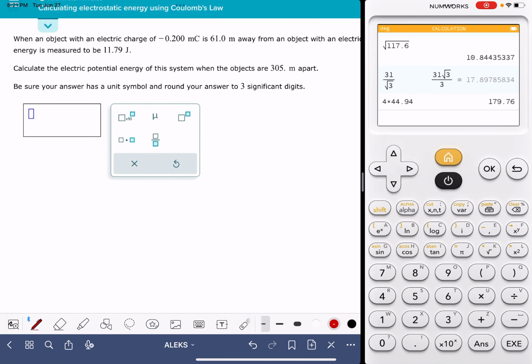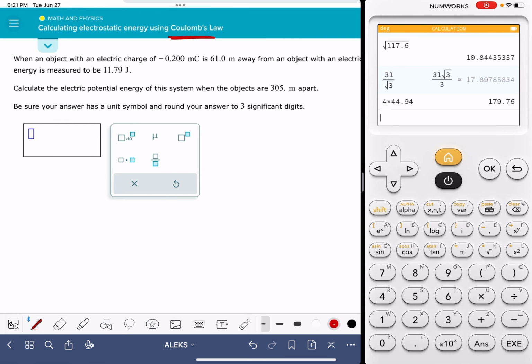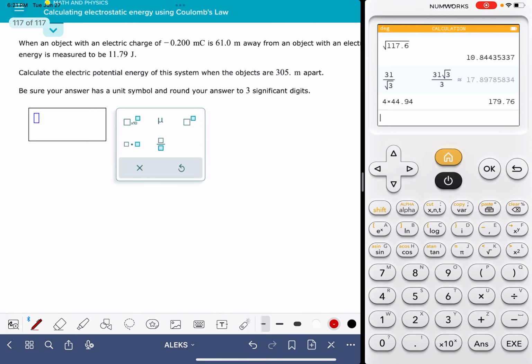The problem kind of suggests that you should use Coulomb's law to solve, but you can actually solve this problem using a shortened version of Coulomb's law that looks like this. It tells you that the energy associated with the final positioning of the objects divided by the energy associated with the initial positioning of the objects is equal to the distance between the objects in the initial situation over the distance between the objects in the final situation.